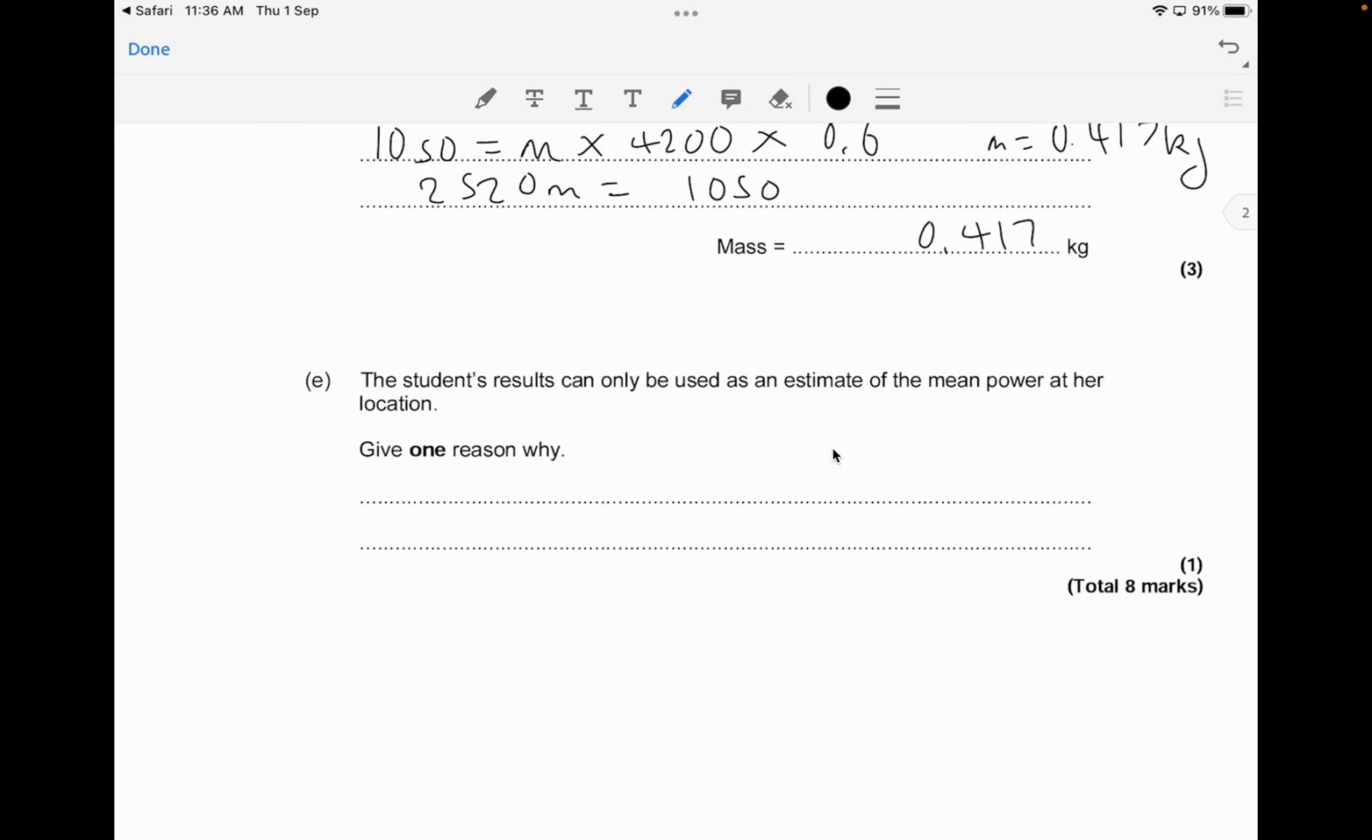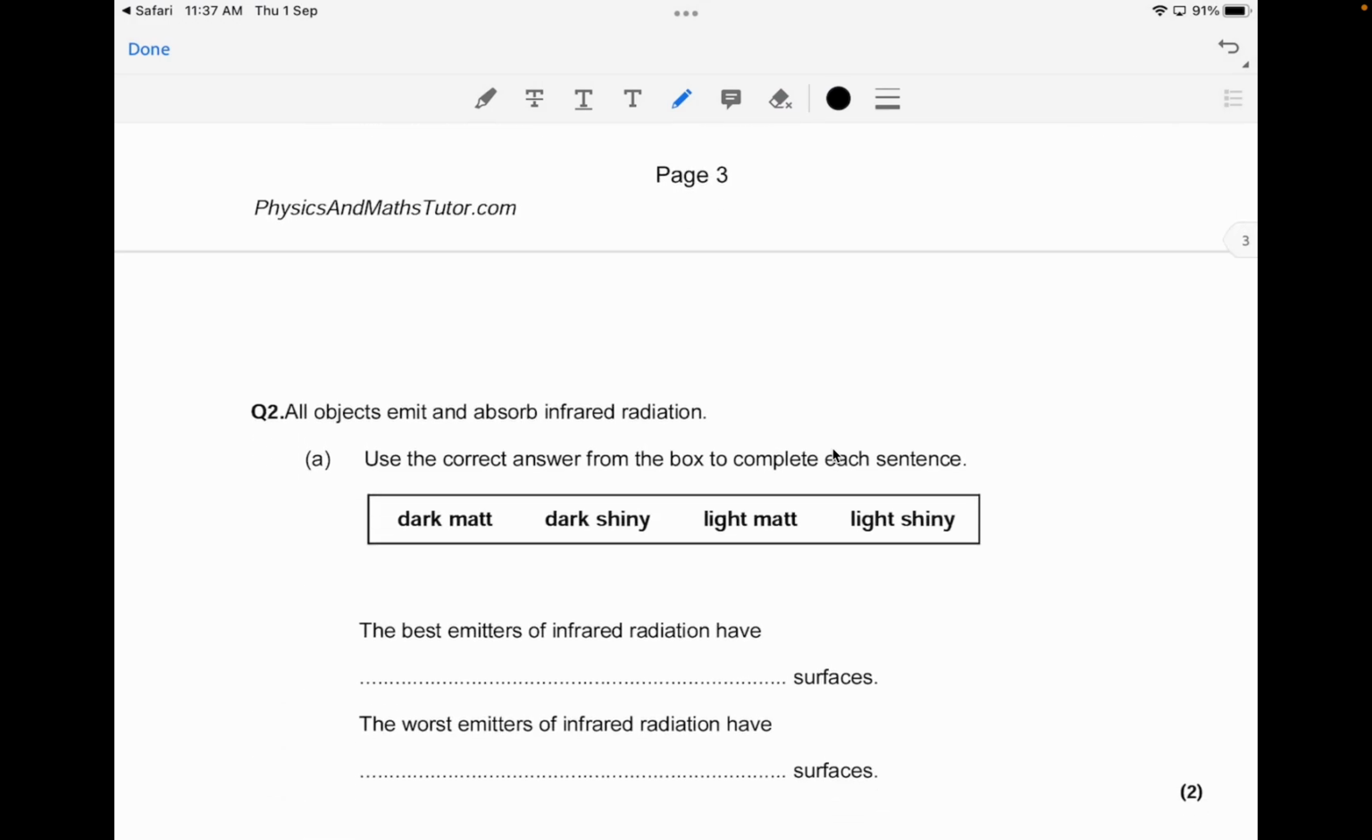Now, the next question states that the student's results can only be used as an estimate of the mean power at our location. Now, give one reason why. That's just because the energy, if you have seen the diagram, is used to heat the metal pan. That's going to be a reason for about 1 mark, you just need to mention that, or you can mention that there's an energy transfer to the surroundings through the insulation. The angle of solar radiation would have changed during the investigation as well, or maybe the intensity of the solar radiation could have varied during this investigation. You can mention all those points for about 1 mark. Let's move on to the next question.